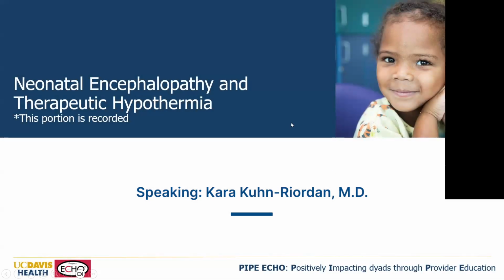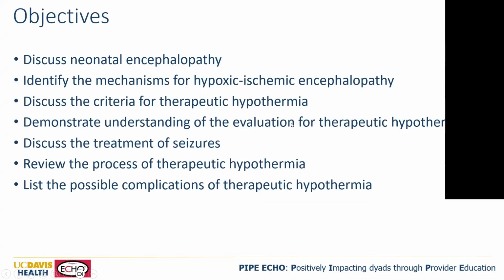Okay, so I didn't come up with any fancy titles, but I did want to do a broad overview on neonatal encephalopathy, identify mechanisms or causes of hypoxic ischemic encephalopathy, or HIE as we call it, and discuss the criteria for therapeutic hypothermia and where you can find that, because that's important. It doesn't live in my brain either.